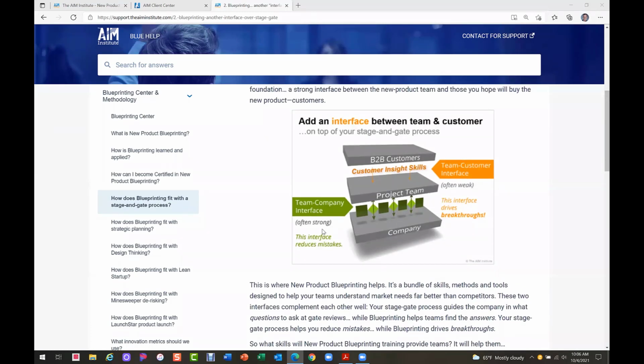And in some ways, the lower interface reduces mistakes, but in some ways, the top interface leads to breakthroughs, right? And so if I'm having a stage gate review in my company, I would rather not spend as much time talking about what we missed on a checklist. I would rather spend a lot more time talking about what we learned in an interview. So it's not an either or, but I think it's out of balance in many companies.